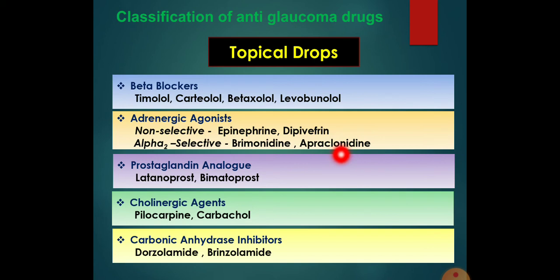The mechanism is almost similar. As I said, they are belonging to the same group. It decreases aqueous formation by primary alpha 2 and subsidiary alpha 1 action in the ciliary body. Itching, some dermatitis, conjunctivitis are the common side effects or adverse drug reactions of this one. So its use nowadays has been restricted because there are options of short-term control of spikes of intraocular tension after laser trabeculoplasty or iridotomy.